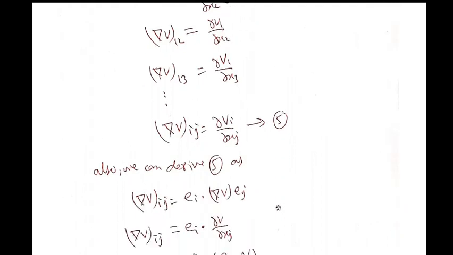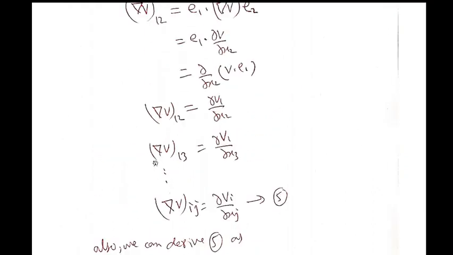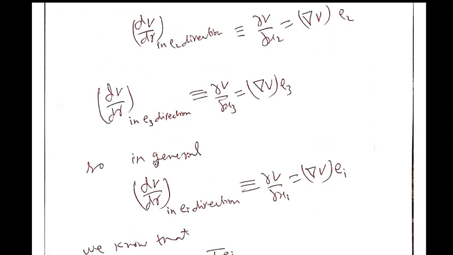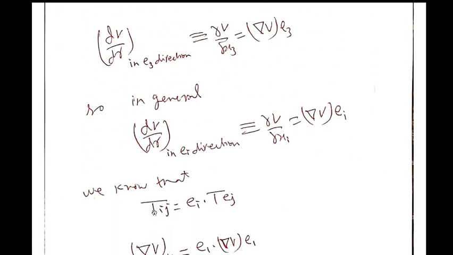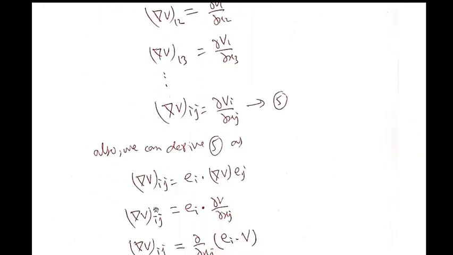We can also derive these components in this way also. Generally, put here, instead of T, gradient of v, so we have this one simply.